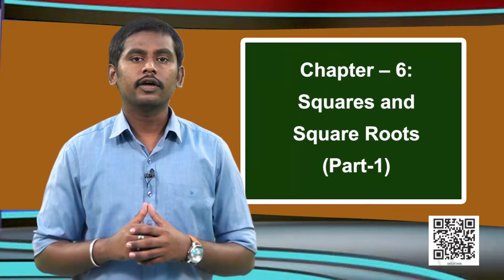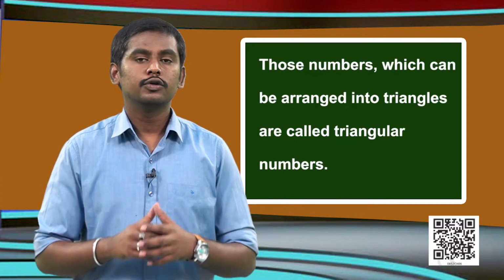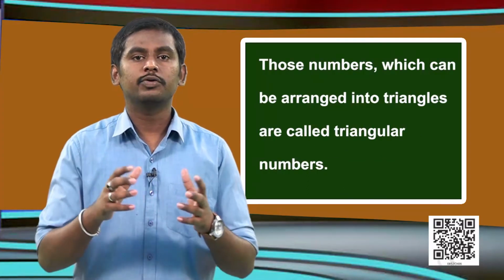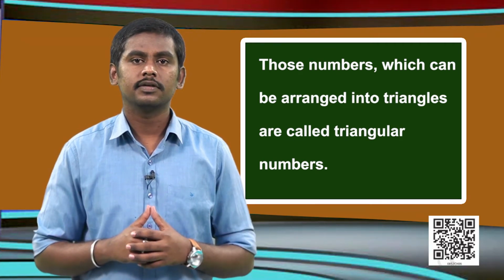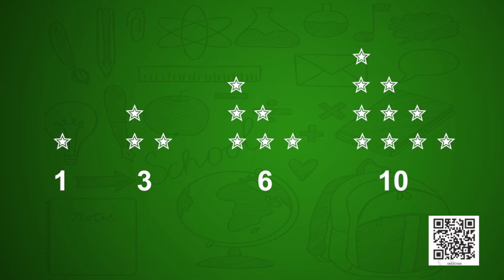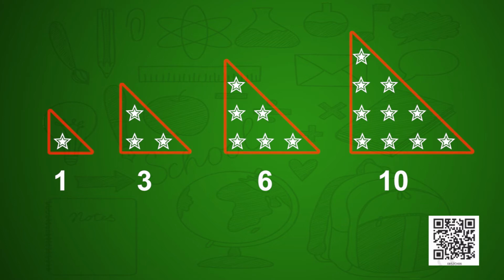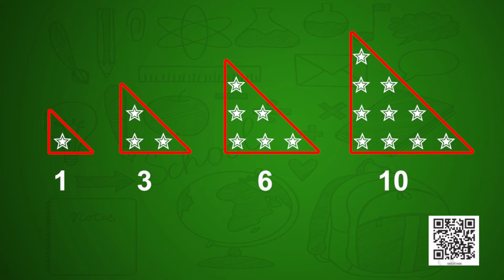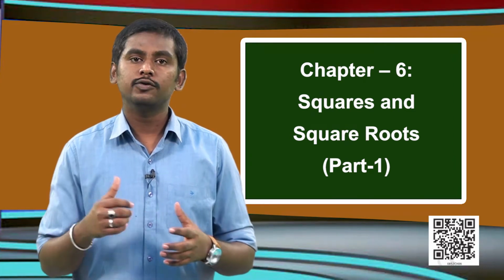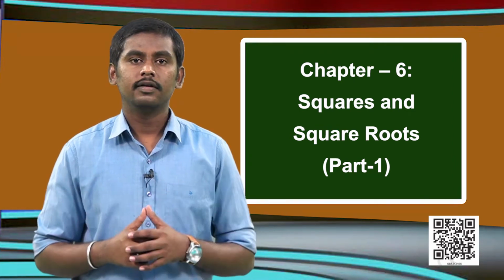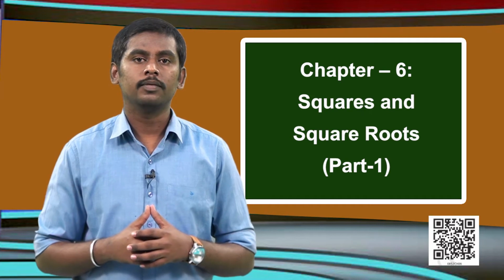Firstly, we all know what triangular numbers are, isn't it? Those numbers which can be arranged into triangles are called triangular numbers. Let us try to look at some examples. If you look at the given figures, we have numbers 1, 3, 6, 10. So, we could arrange all these numbers in the form of a triangle. These are some examples of triangular numbers. Now, how are these triangular numbers related to square numbers? Well, that is a pattern that we are going to find now.